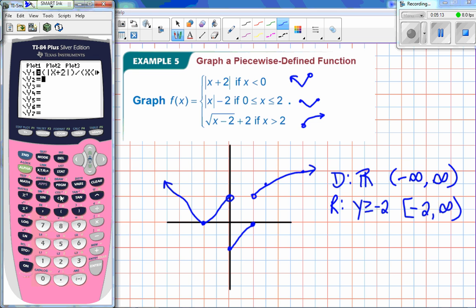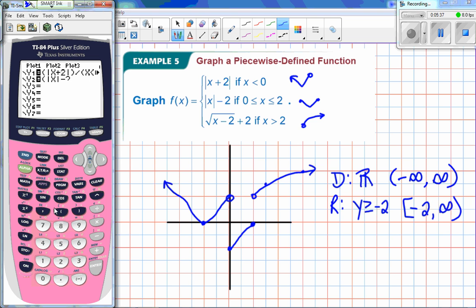Now I need a parenthesis again, and we want the absolute value, so I'm going to have alpha F2 of x, and then the minus 2 goes outside of the absolute value. Close the parenthesis. Got to do divide by again.